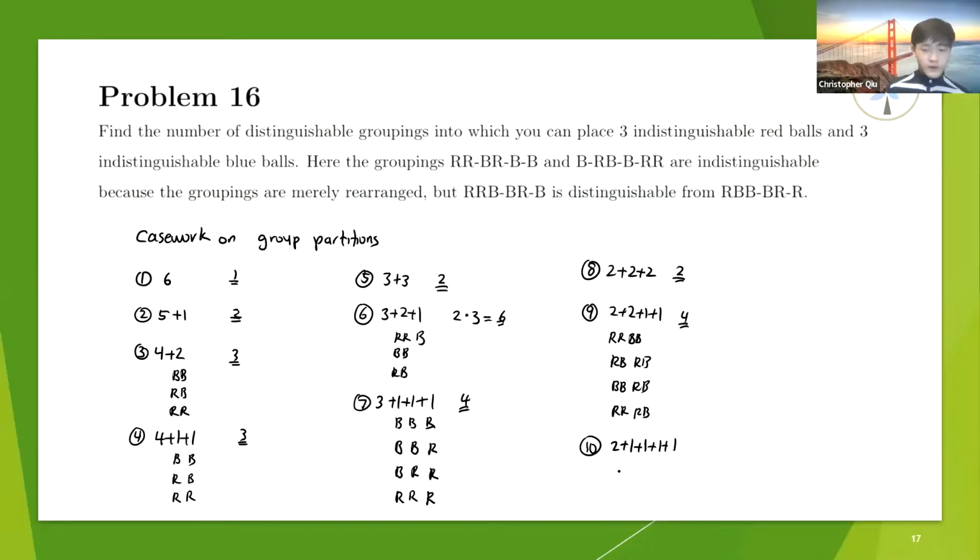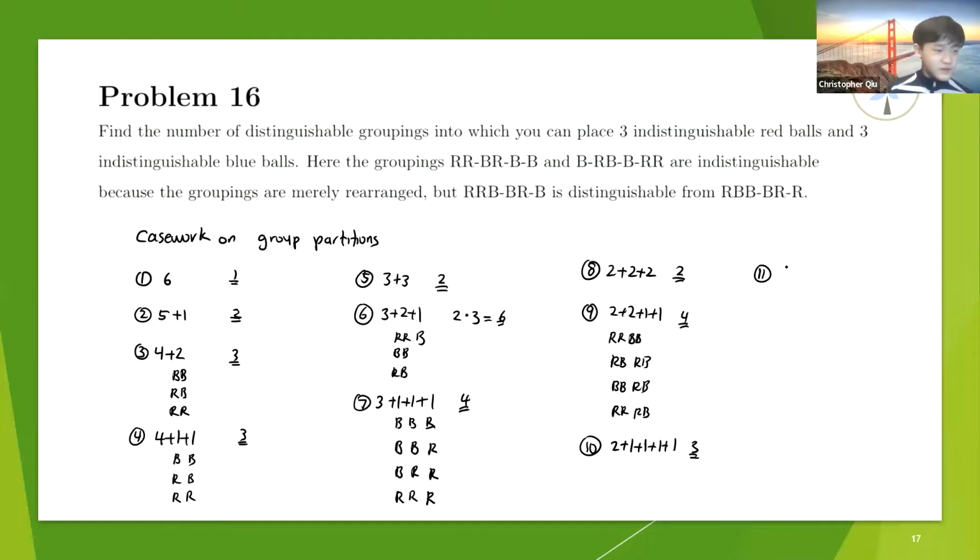So for example, if we put red red in the first group, the remaining four groups must be red blue, blue blue, and one ball each. So in this case, we have three groupings again.